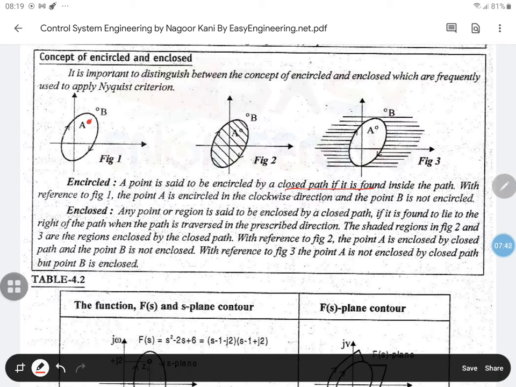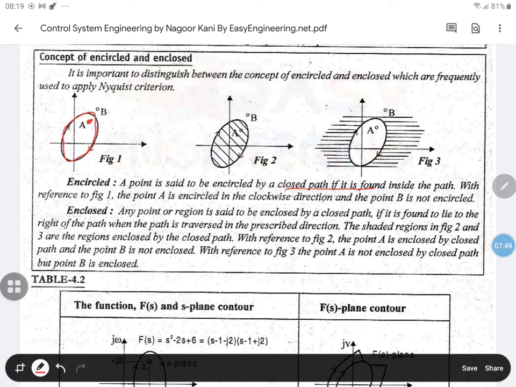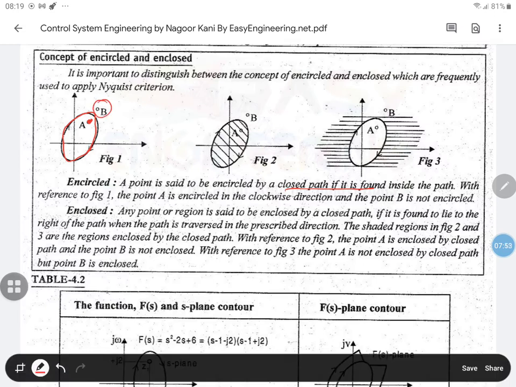So this contour encircles this point A, whereas this point B lies outside this contour. So you can say the contour encircles point A, but it does not encircle point B.